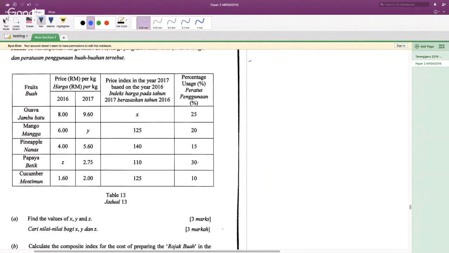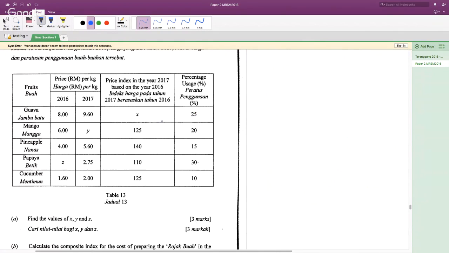So you need to know that for the index number, it's just the price of the current year over the price of the base year multiply 100. Or some reference book they just write QI over QO multiply 100, something like that. I can't really remember the formula, but it's very easy.